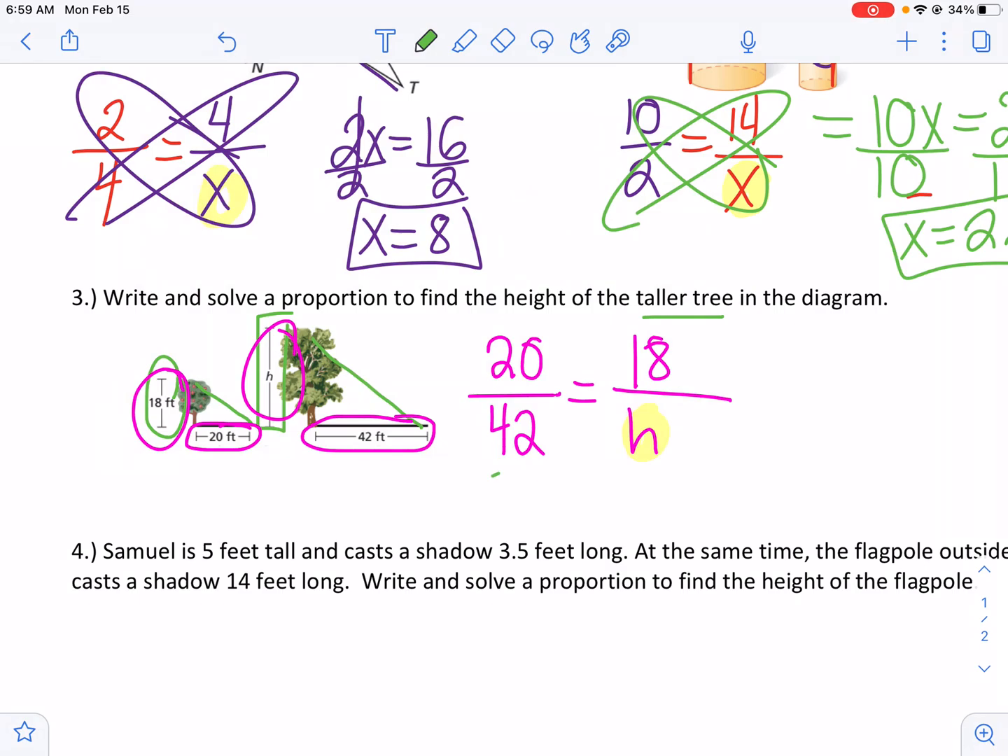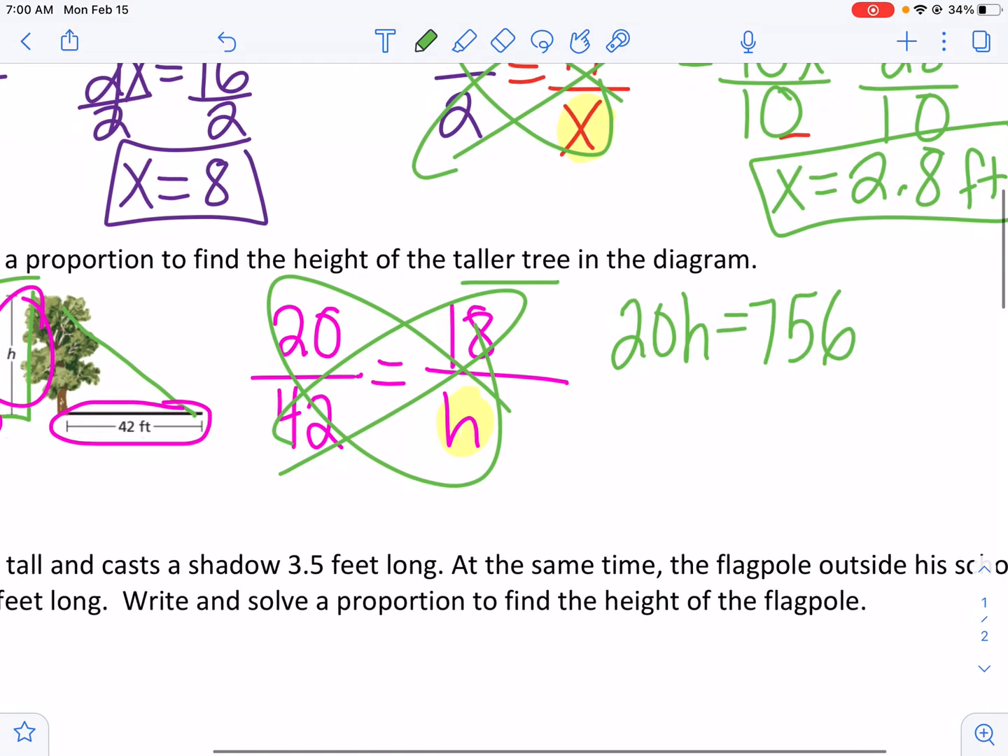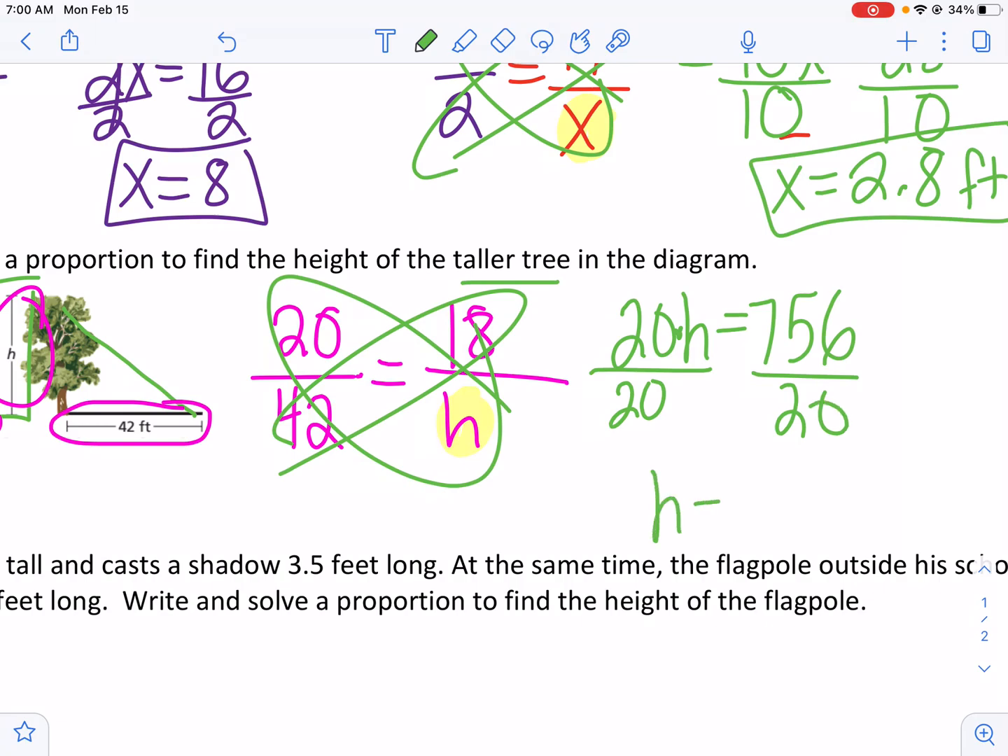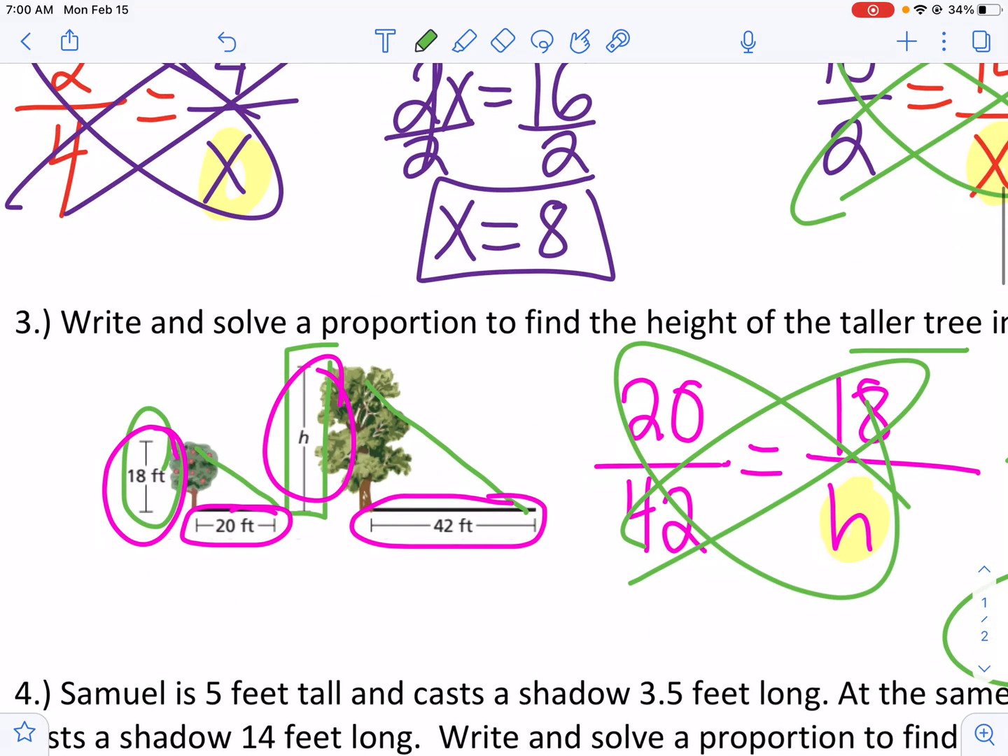So if we cross multiply, I have 20h equals, what's 42 times 18 in my handy calculator? 756. I undo this multiplication by, hopefully you filled in the blank with division. And I have h equals 37.8 feet. So how tall is that taller tree? That taller tree is 37.8 feet.